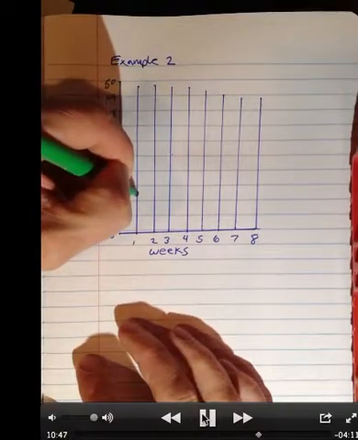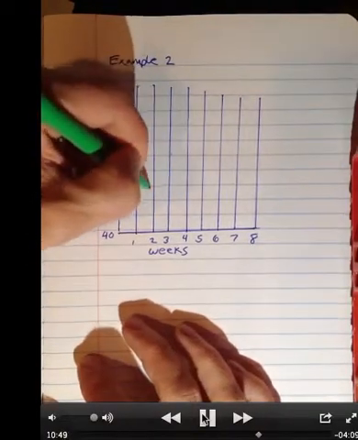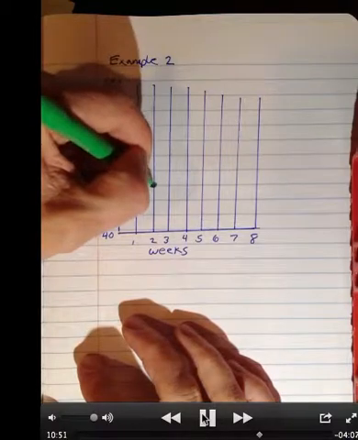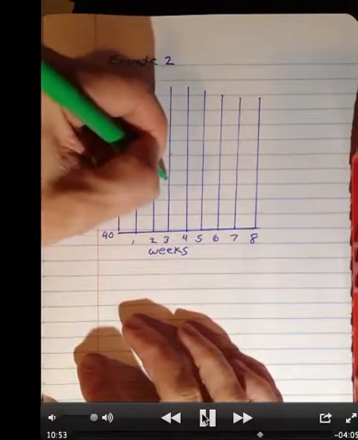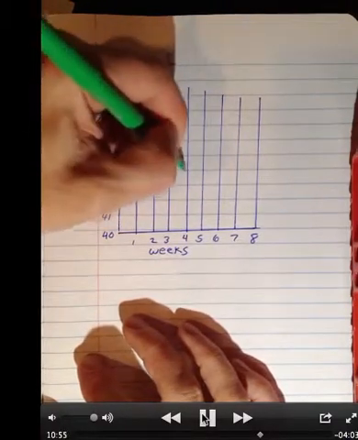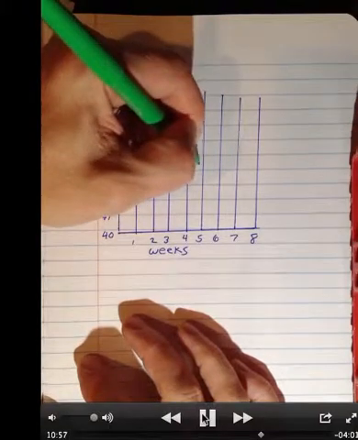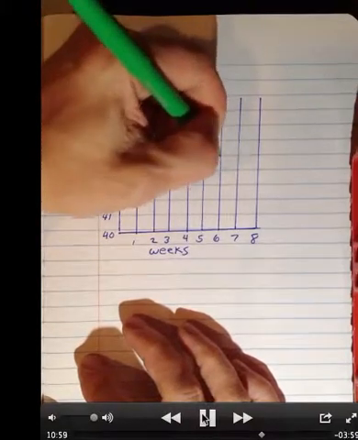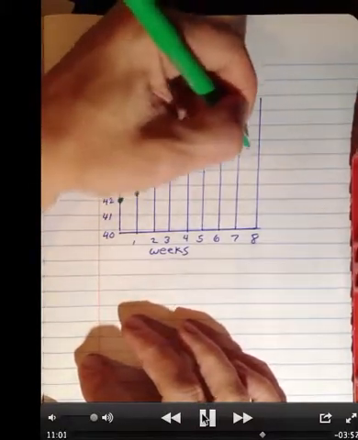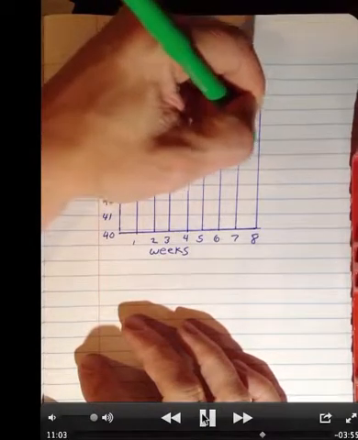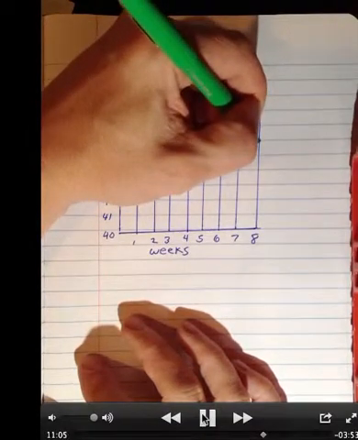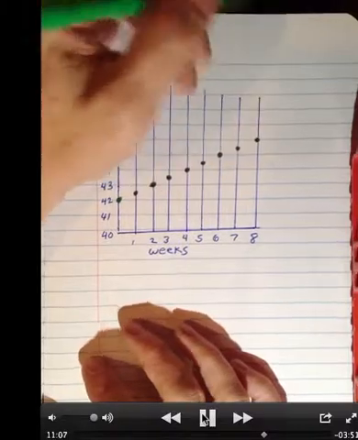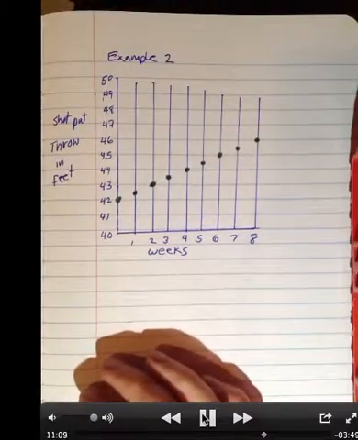So after 1 week, his best was 42.5, and each week it went up a half of a foot. So as I go to the right, for each week, I'm just going to go up a half a foot. It makes a straight line. And after 8 weeks, we can see he ended up at 46 feet.